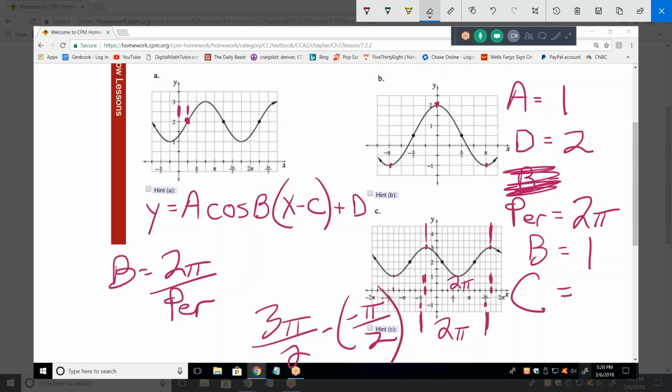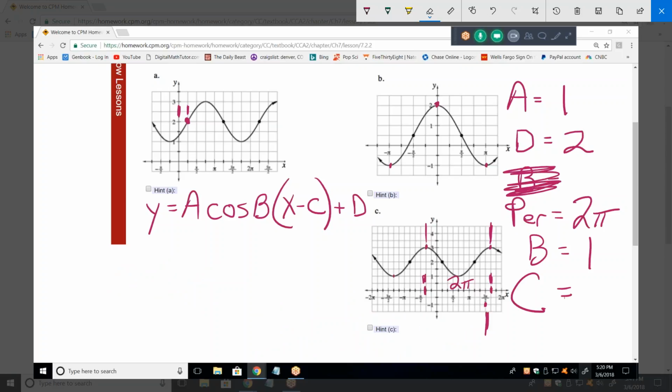Okay. Now the last thing is C. And that's generally the hardest. Although if you think about it, we actually figured that out. We addressed that at the beginning because I had to know my phase shift to figure out whether I was going to use sine or cosine. Well, I chose cosine. Why did I choose cosine? Because cosine normally starts right there. So how far has that been phase shifted? What is that distance?